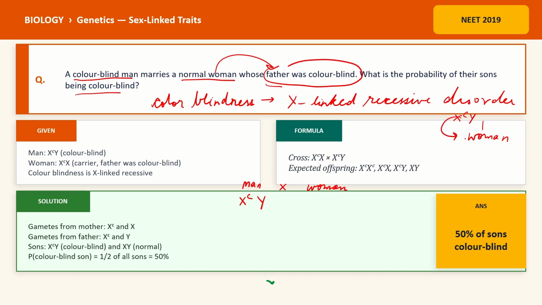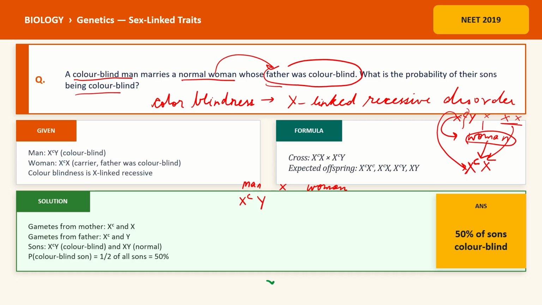Now for the woman, the genotype will be XX. We know that women are XX and men are XY. So one X we will be getting from the father and one from her mother, right? So the mother will be contributing one X chromosome and the father will be giving one X chromosome. So the father was colorblind, so definitely the colorblind gene has been passed on to the daughter also.